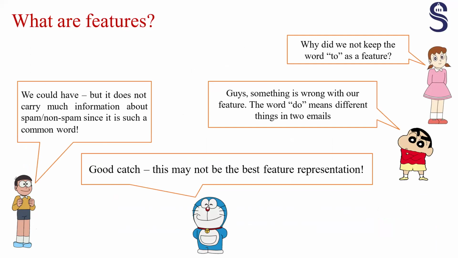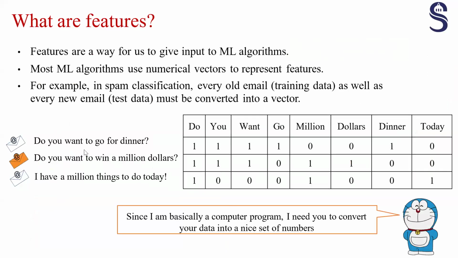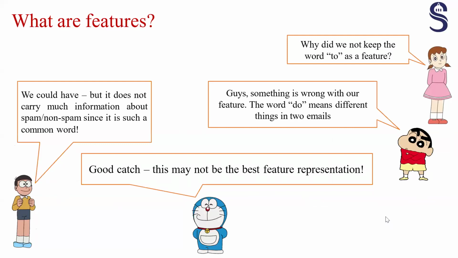There's a question which she asked: why did we not keep the word "to" as a feature? You see here, there's a word "to". So they have not taken that "to" as a feature. Why?